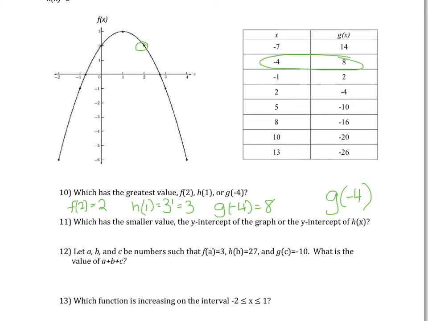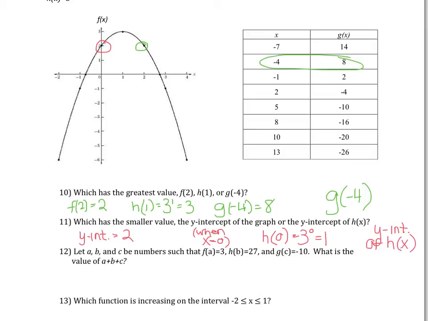Number 11 says which is the smaller value, the y-intercept of the graph, which is 2, or the y-intercept of h of x. Now remember, the y-intercept is when x equals 0. So h of x is really asking h of 0, which is 3 to the 0th, which equals 1. So the smaller value is the y-intercept of h of x.